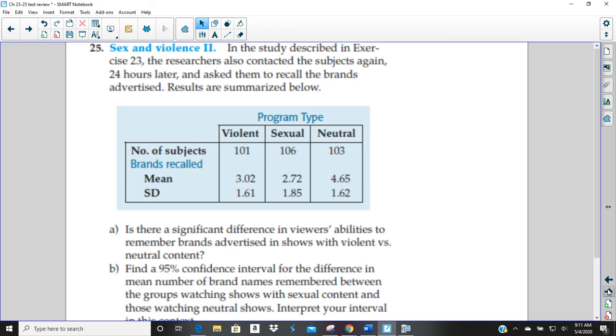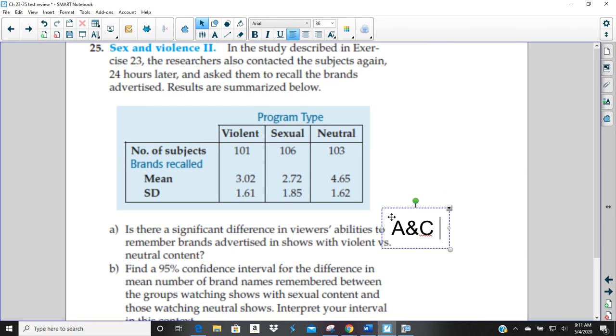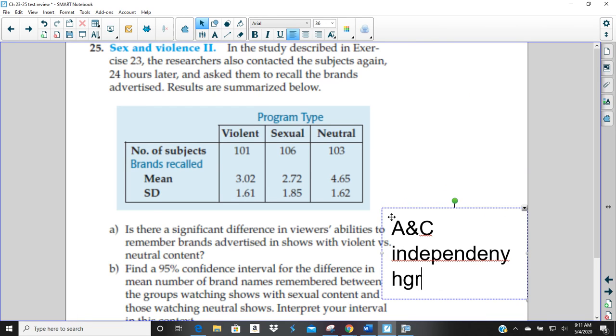The assumptions and conditions are going to be the same: random, independent, nearly normal. If it's over 40, you can say it's a large enough sample, so nearly normal applies. And in this case, the other assumption and condition we have is independent groups, which we would have to take into account. We'd say that each group was watching different shows. They are not related to each other at all. Okay. Is there a significant difference in the viewers?